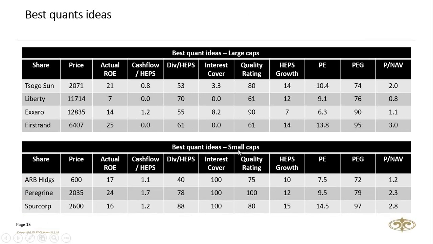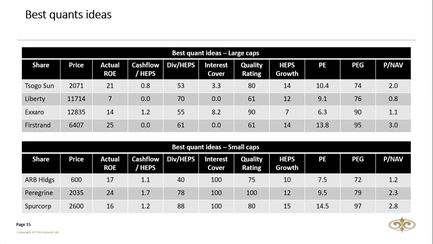And then our best small cap stocks, these are the best quant ideas coming up right now: ARB Holdings, Peregrine, and Spurcorp. Very similar, again, valuations. You can see that. These are all relative to all the shares in the market. These are just highlighting 7 shares for you that might be opportunities for you to do further investigation. So here's my disclaimer. These are not tips. It's just a highlight for you the ideas I've spoken about and using value investing.